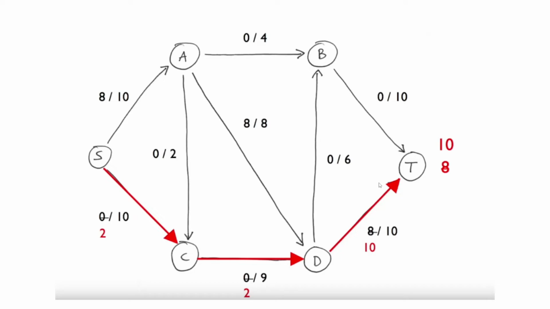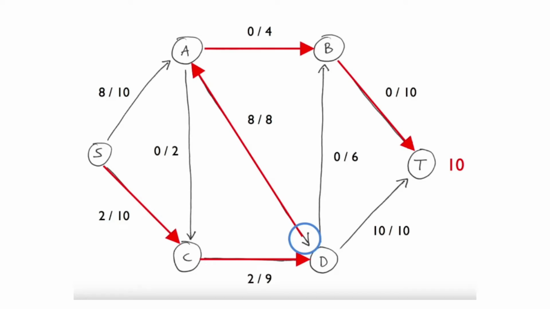We find the bottleneck capacity, which is 2 in this case, because from D to T, you can see that the previously used capacity was 8 out of 10. So to keep it from going over capacity, the max we can put is 2, or add to the values 2. We then update all the values along the augmenting path. In red, you can see is 2. Or 2, 2, and 10.